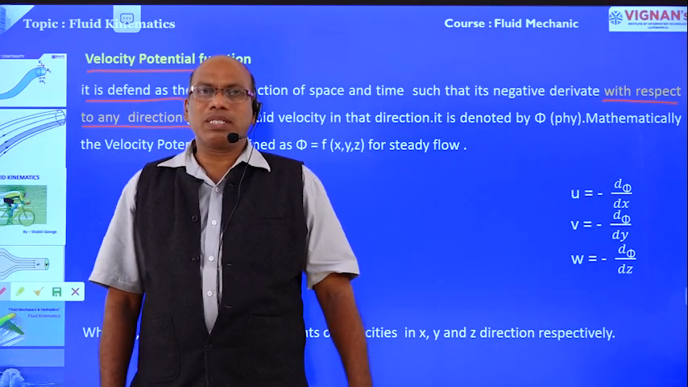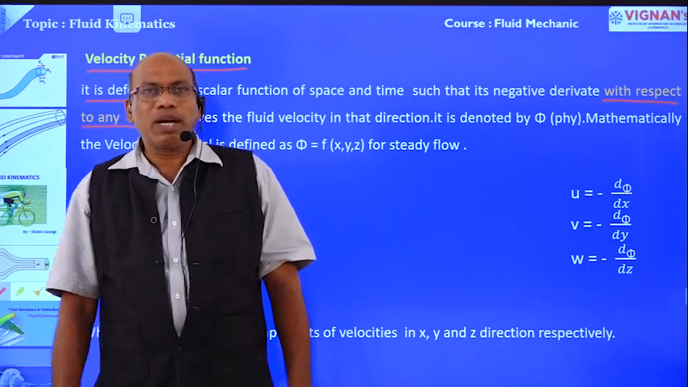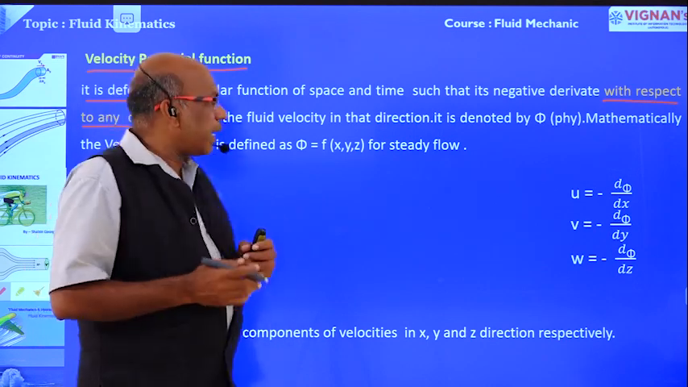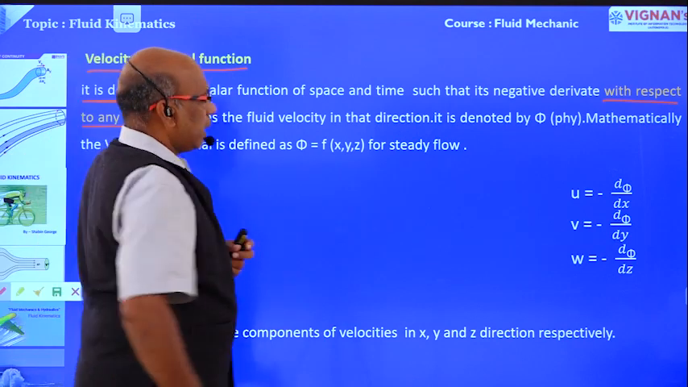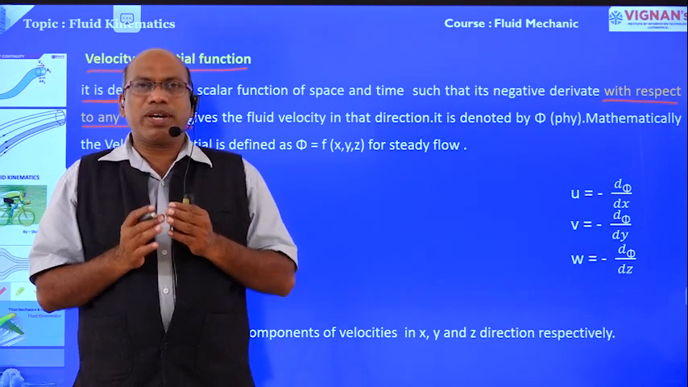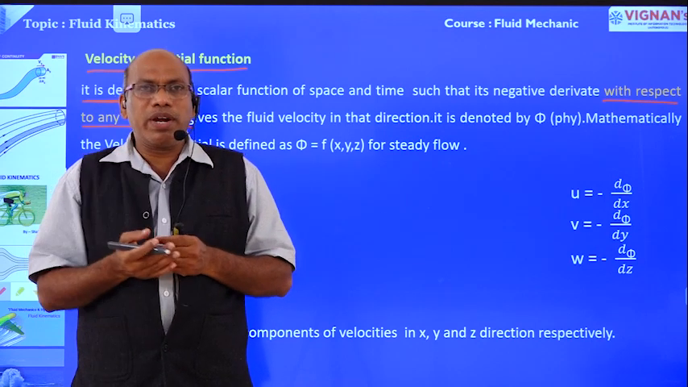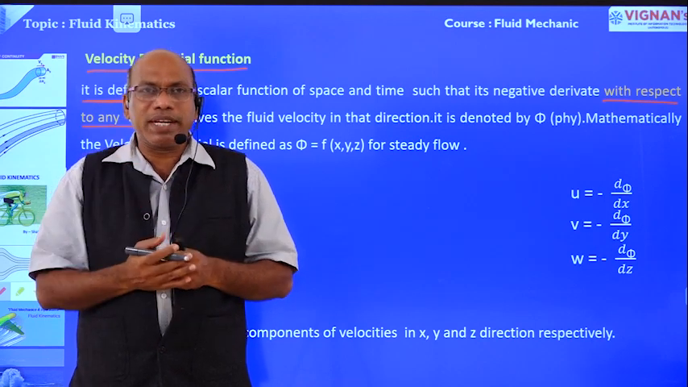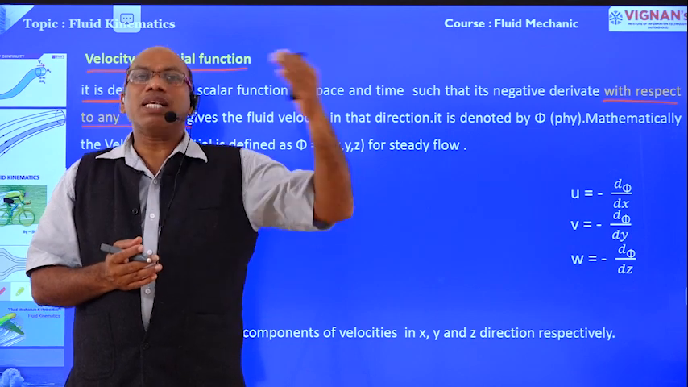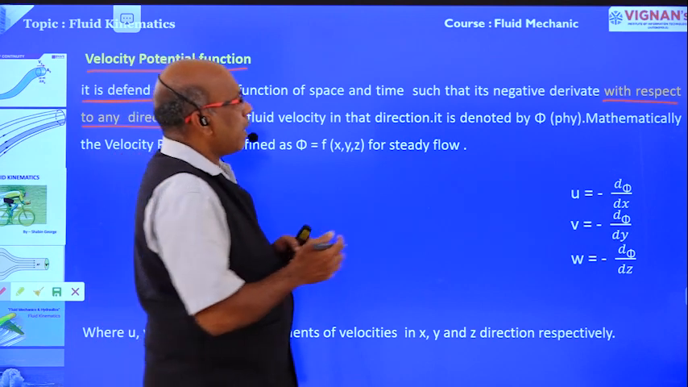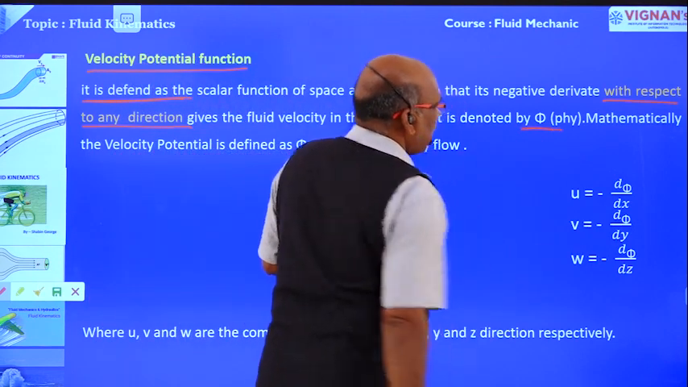Today we are going to discuss the velocity potential function. What is the definition of velocity potential function? It is defined as the scalar function of space and time such that its negative derivative with respect to any direction gives the velocity of flow in that direction. It is denoted by phi.